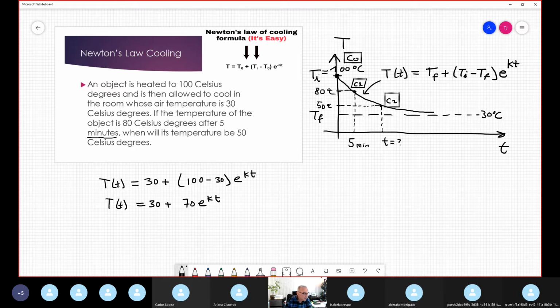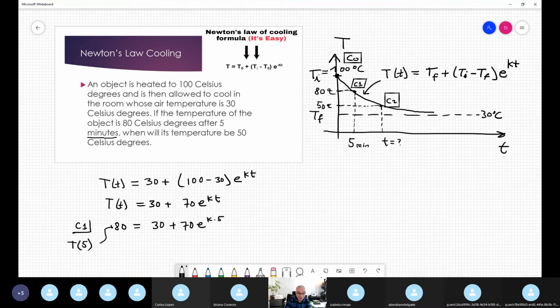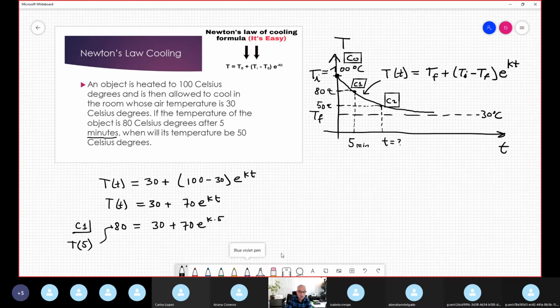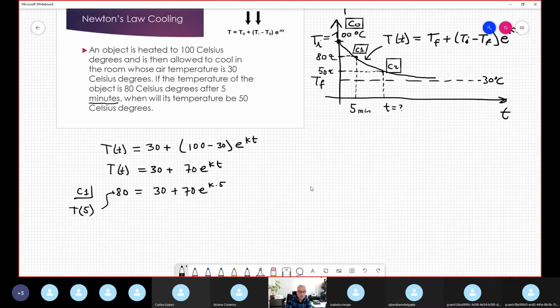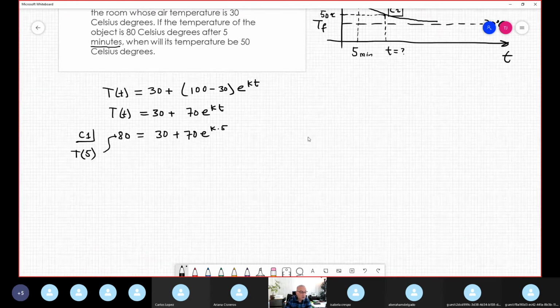Now I move on to condition 1. Condition 1 is temperature is 80. This happened at 5 minutes. So this is the temperature at 5 minutes: 30 plus 70 e to the k, multiplied by time, 5. I have no idea who is k. So my only unknown in this problem now is k. But it's easy. Let's do it.